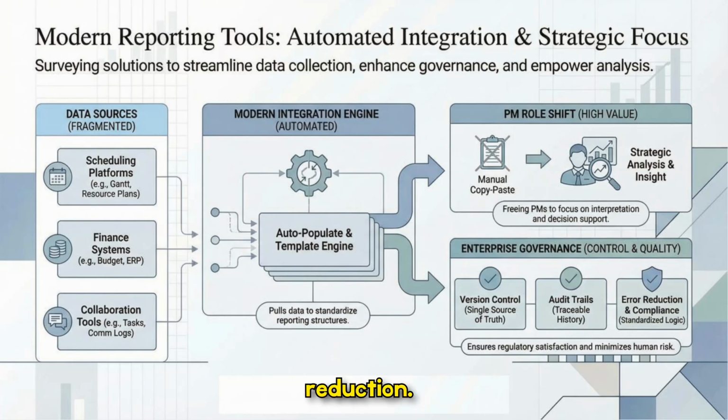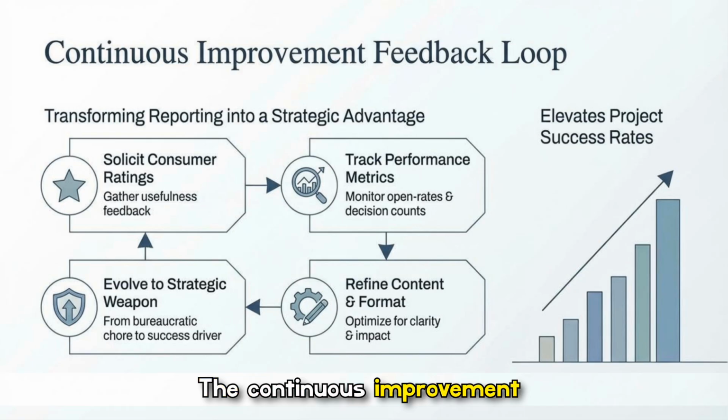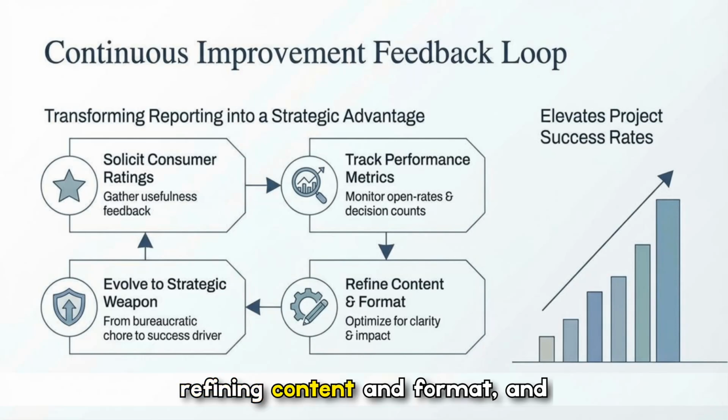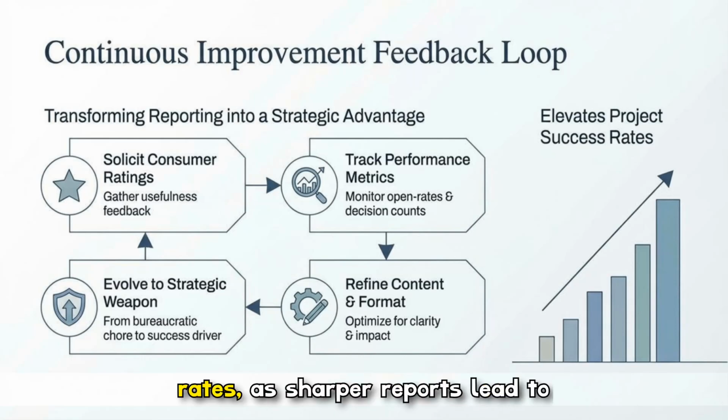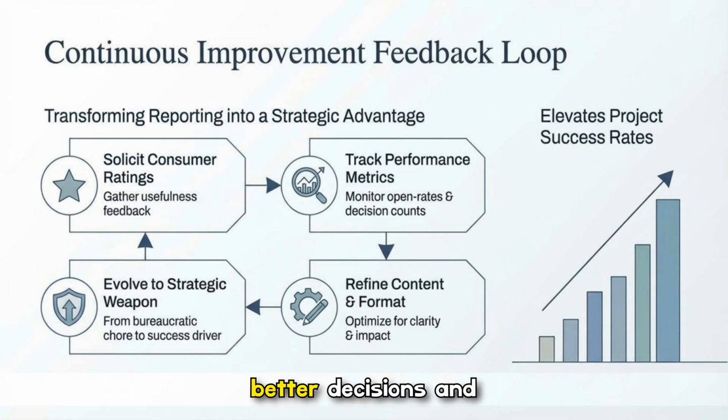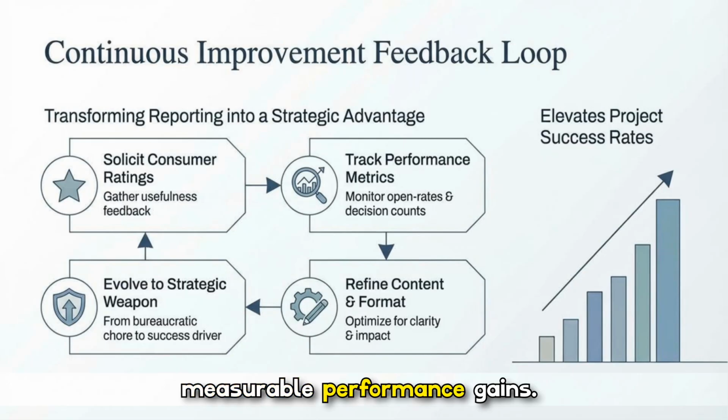error reduction. The continuous improvement feedback loop turns reporting into a strategic advantage by soliciting consumer ratings, tracking performance metrics, refining content and format, and evolving reporting from a bureaucratic chore into a success driver. Over time, this cycle raises project success rates, as sharper reports lead to better decisions and measurable performance gains.